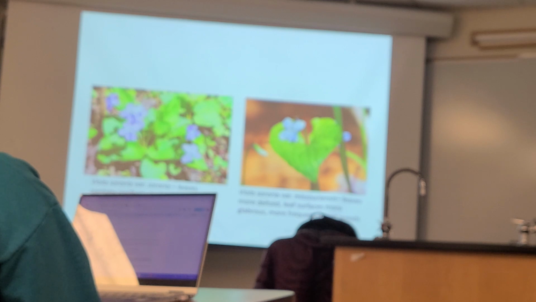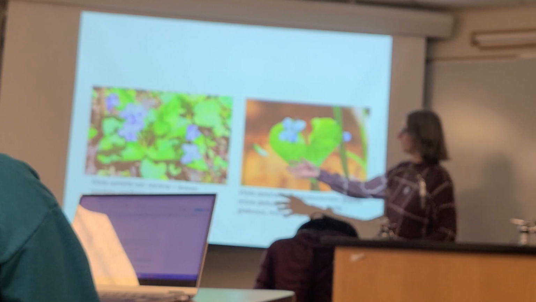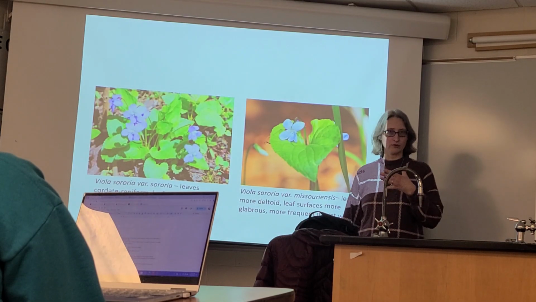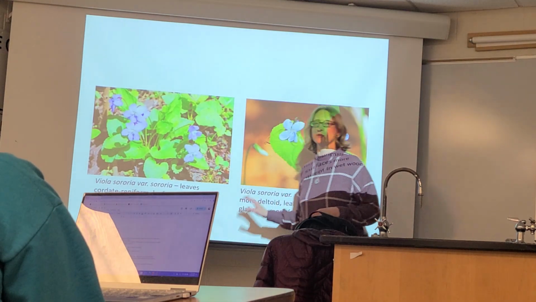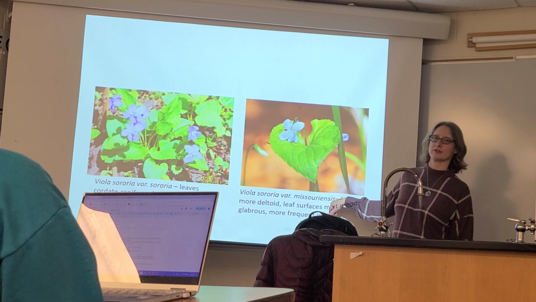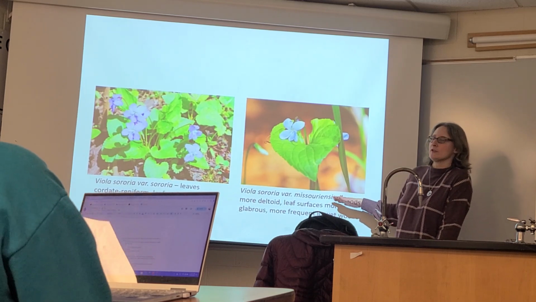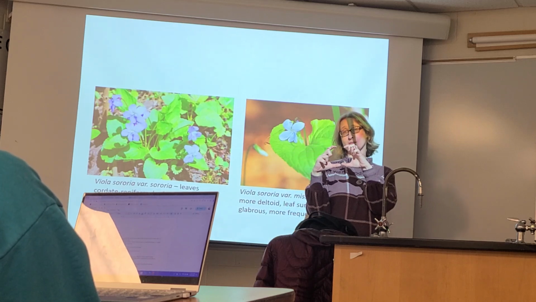But violets are notorious for looking very similar to each other, right? And these two plants right here, they are in fact the same species. Both of them are Viola sororia, and they both are the same species. But this one here is considered a different variety than this one right here. This one's variety sororia, this one's variety missouriensis. The only real big difference between them is that this one has a little bit more rounded, more liver-shaped leaves.